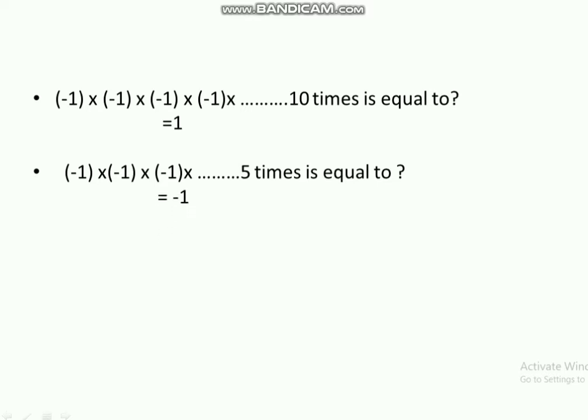After that, count the number of negative signs. It must contain 5 negative signs. That means an odd number of negatives, so we need to put a negative sign along with our answer. So it turned out to be negative 1.